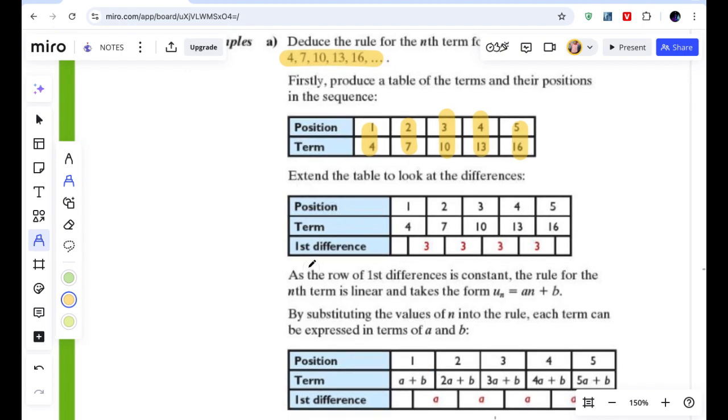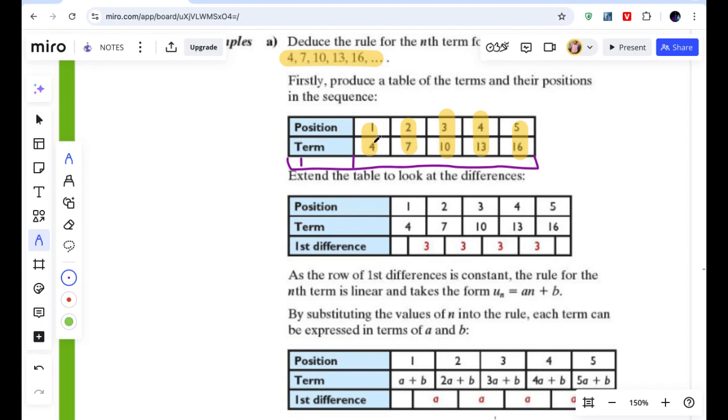We say first difference. We extend the table, the same table, we just add to it. We draw a row and add to it. You write first difference here. What do we mean by first difference?